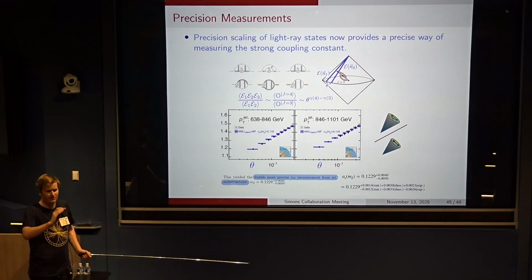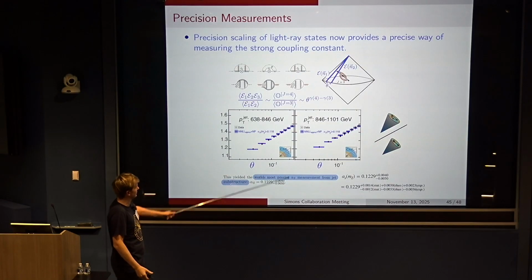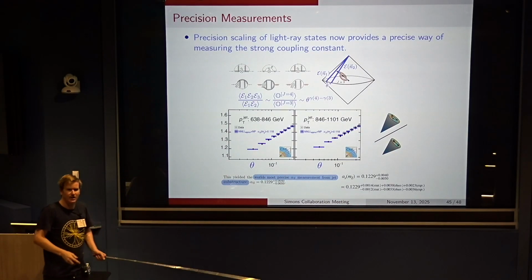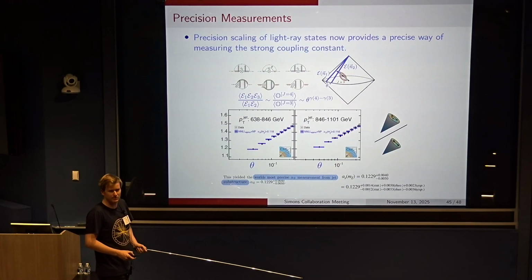But it's a very clean way because you're really just looking at the spectrum of operators in your theory, computing it as a function of the strong coupling constant, and just reading it off by eye. And so this really clarified how this is done in these complicated hadron experiments.